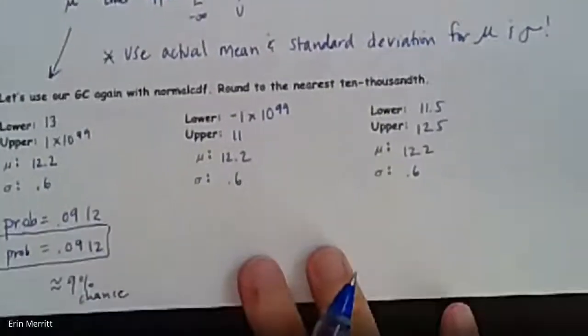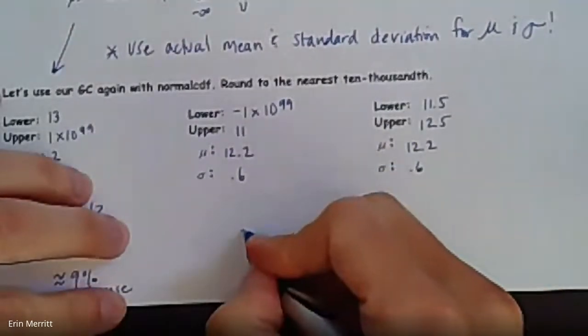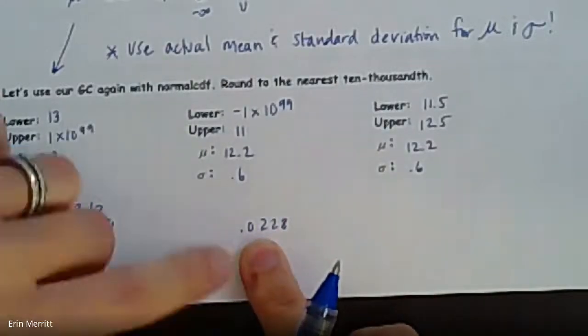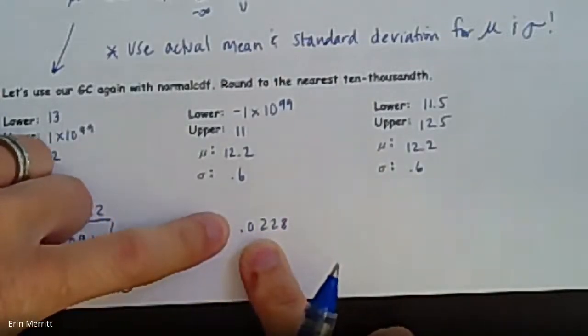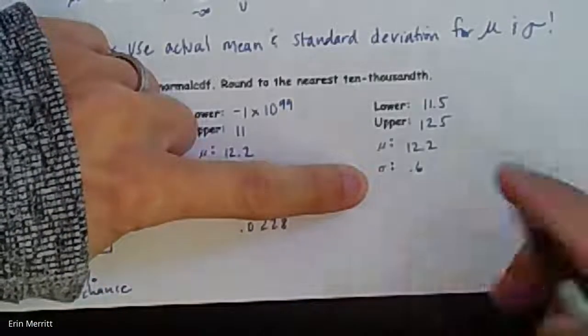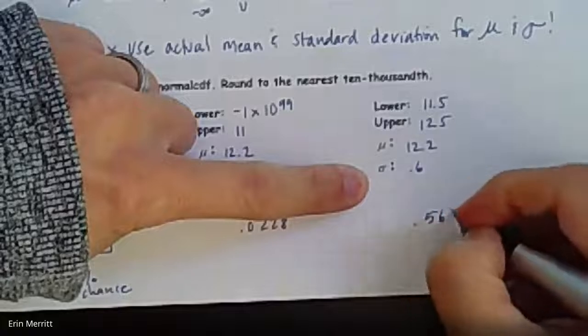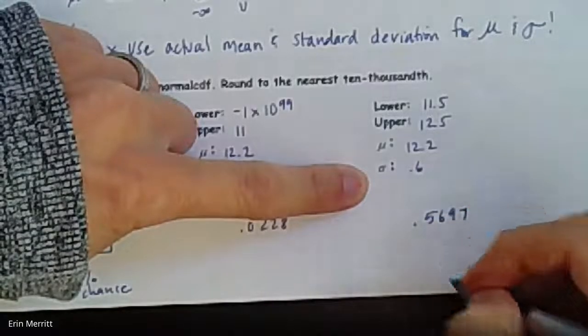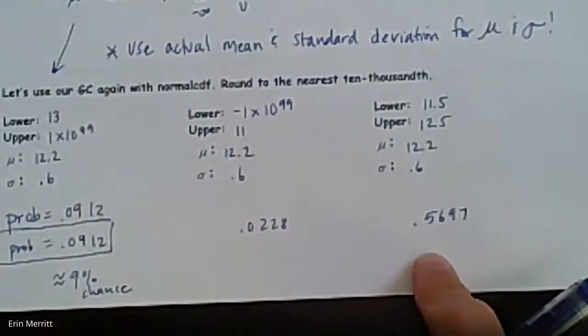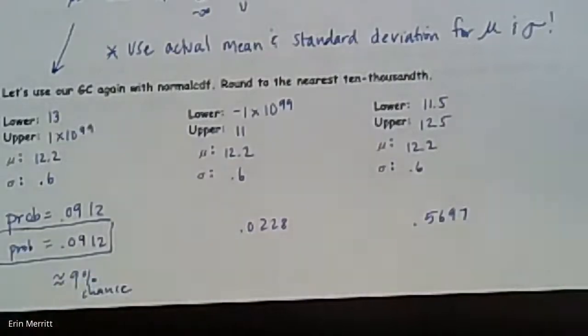Right. If you want to check your answers, this one comes out to be 0.0228. So it's about a 2% chance that they would really shortchange you on your soda and be less than 11 ounces. And then here, this one comes out to be 0.5697. So you're looking at about a 57% chance that the soda is going to be somewhere between 11.5 and 12.5 ounces, which makes sense. Those are values right near the middle. That's where the bulk should be. So more than 50%.